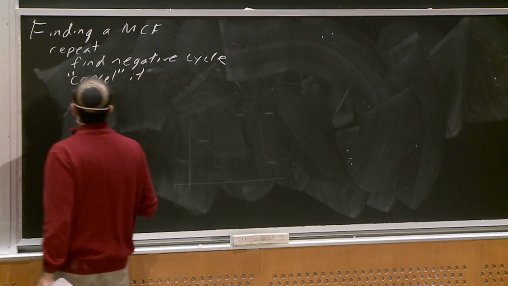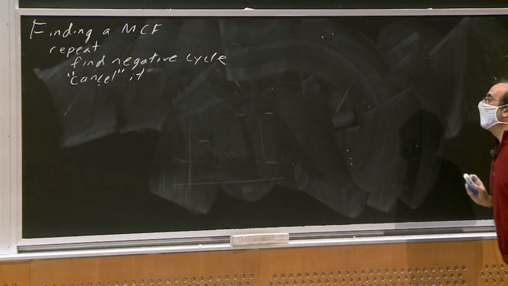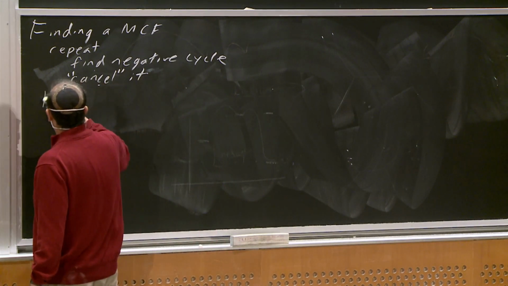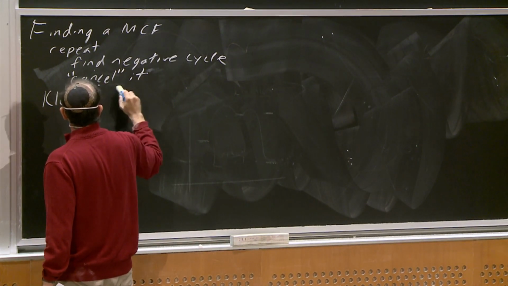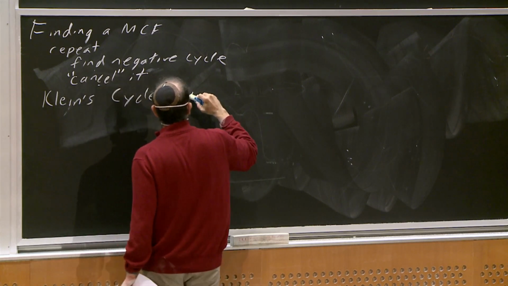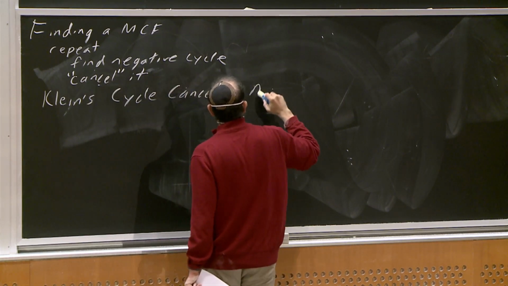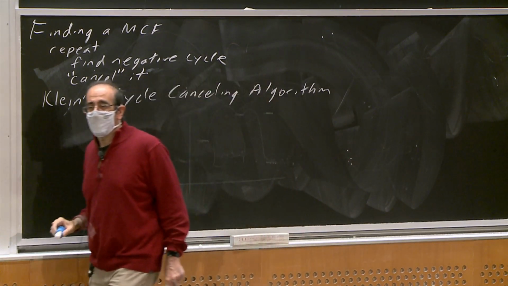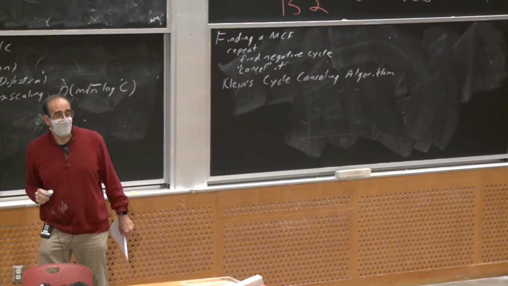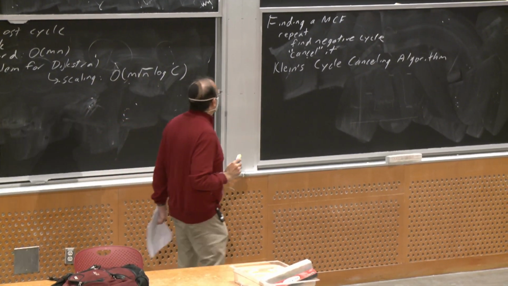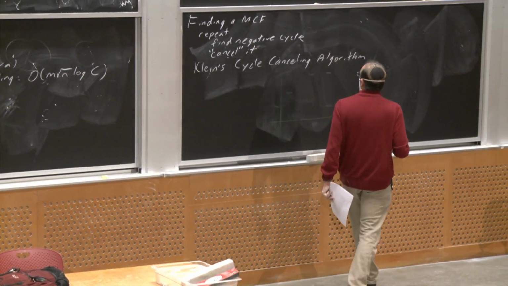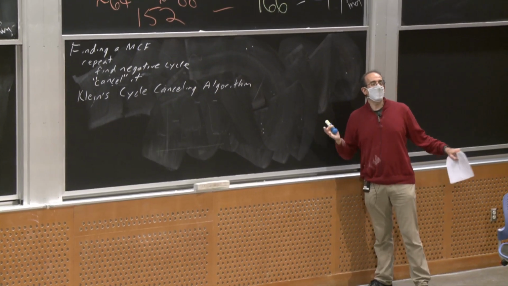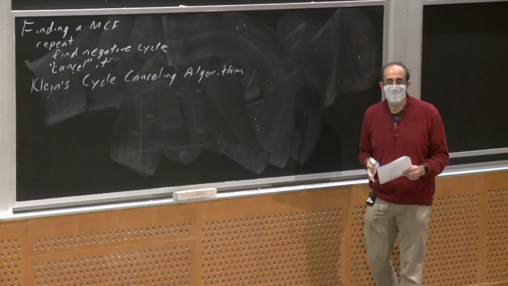Okay? Everything is about cancellation these days. This is known as Klein's cycle canceling algorithm. Which just goes to show you that in the old days it was much easier to get your name on an algorithm. And of course, the hard part here wasn't defining the algorithm, it was understanding the infrastructure that would make this algorithm correct.